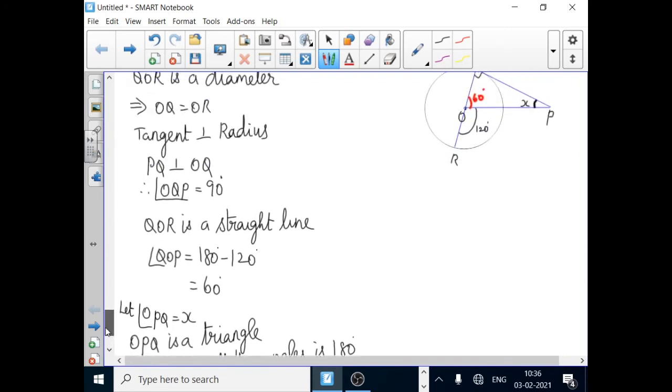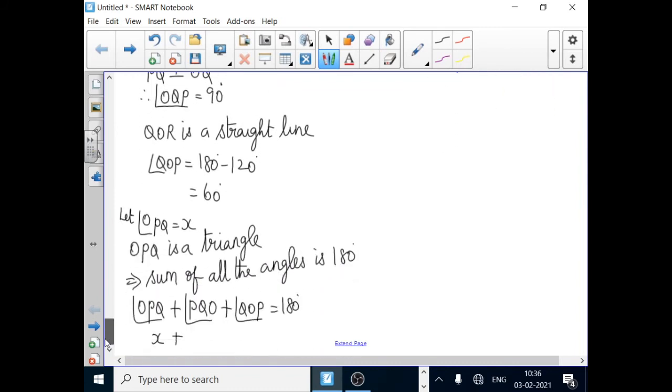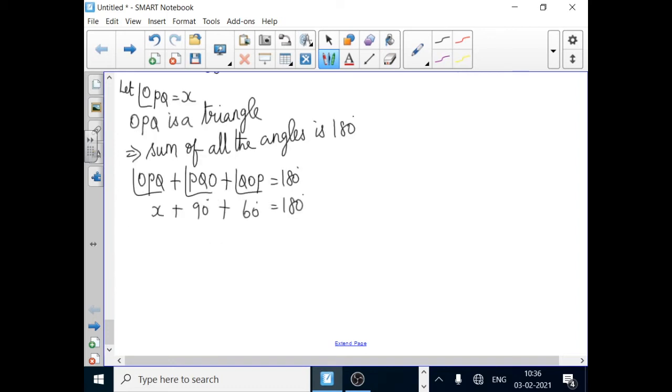Next PQO, angle PQO, it is 90 degree. So take it as 90 degree. QOP, it is 60 degree. இங்க இருக்கு. So write it as 60 degree. That is equal to 180 degree. Only one unknown, அப்ப simplify பண்ணனும்.